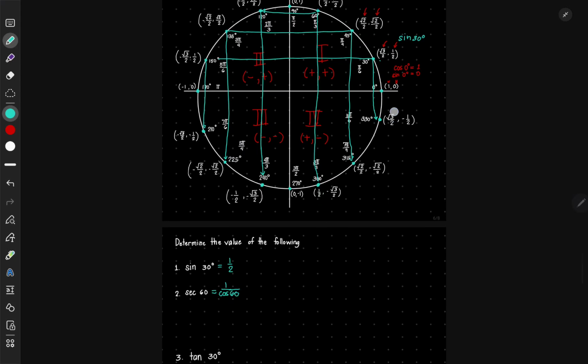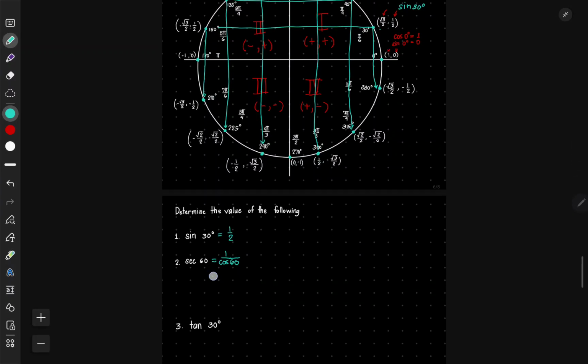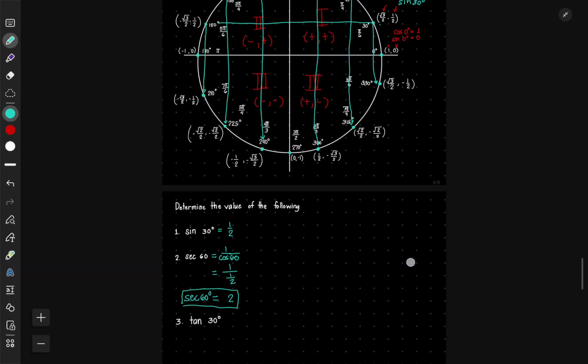And from our unit circle, cosine 60 is equal to 1 half. So, let's place it here. So, we have 1 over 1 half. And then just simplify. This would be equal to 2. So, we know that secant 60 degrees is equal to 2. So, that's the value of our secant 60. So, we got the value of secant 60 without using the calculator. We just used our unit circle.